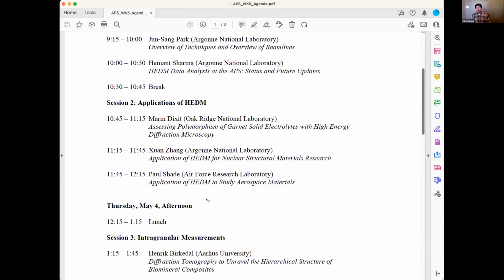In our second session, we really want to focus on applications. So we've tried our best to make sure we're looking at diverse application sets. Marm is going to talk about battery materials. Chuan is going to talk about nuclear materials for nuclear structural applications. And then Paul Shade is going to be talking about aerospace materials. In the second session, I believe June is going to be our session chair.